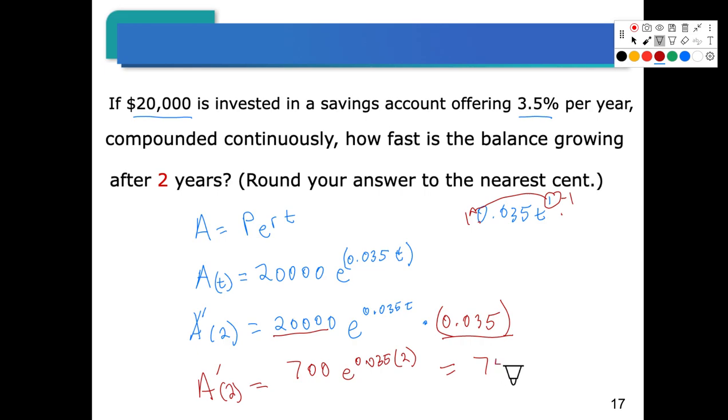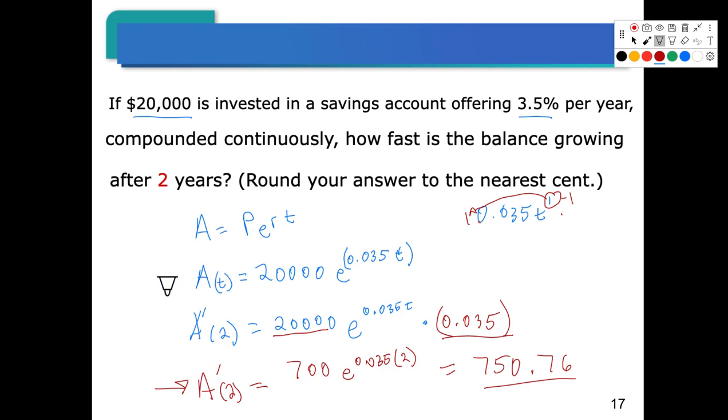So this is 750.76 rounded to the nearest cent. That's the amount of interest that would be earned in the second year. In the first year you would have earned a little bit less because, with compounding, it gets added on and the principal grows. So remember, when we're using the derivative function, we're getting the rate. That's the amount of new interest in year 2.